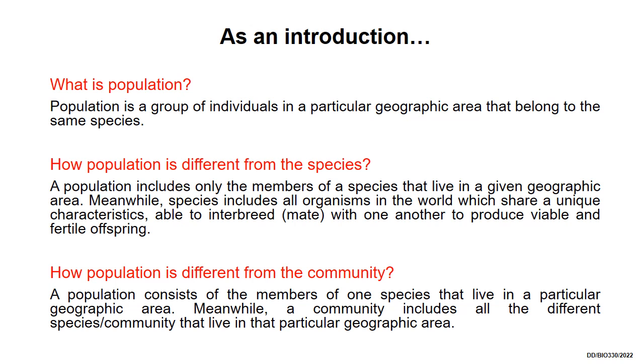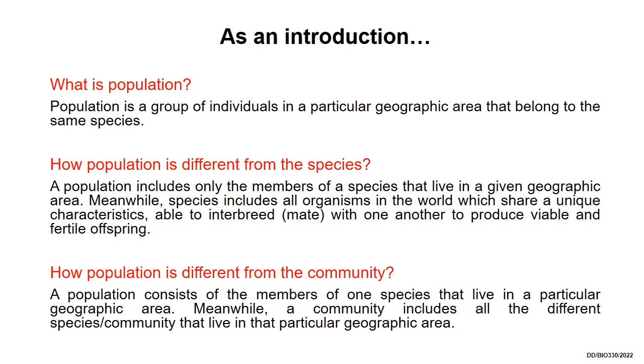A population, we must remember, includes only the members of a species that live in a given geographic area. Meanwhile, a species includes all organisms in the entire world which share a unique characteristic. They are also able to interbreed or mate with one another to produce viable and fertile offspring. So now we know the difference between population and species.